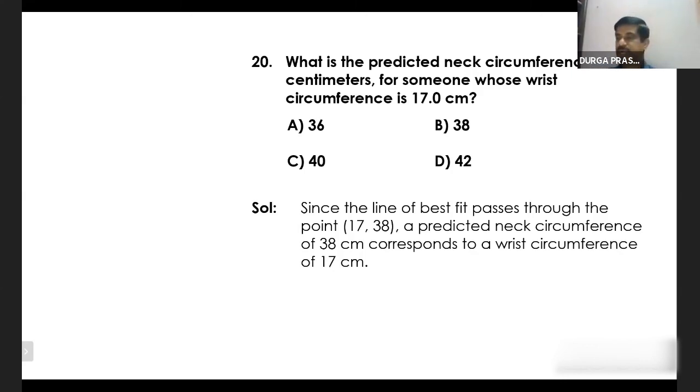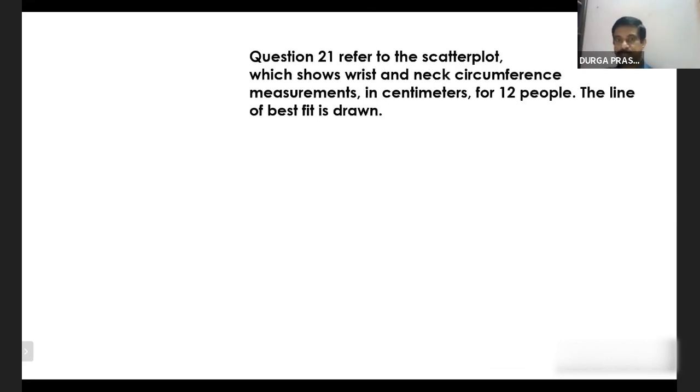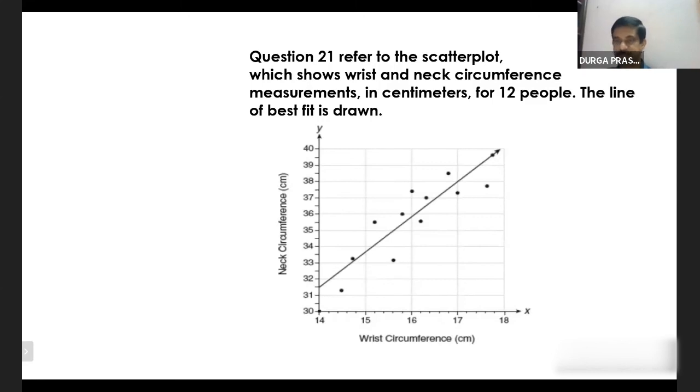Okay. Let us go to the next question. So look at this. Question 21 refers to the scatter plot, which shows wrist and neck circumference. As soon as we see the words wrist and neck circumference, it is very clear it is the same data on which we discussed the question before. So it's the same data. Now we should see what the question is.